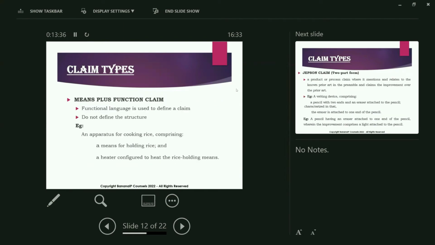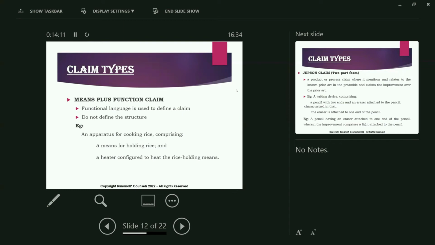The next type of claim is a means plus function claim. So here in this type of claim, functional language is being used to define a claim element. So rather than telling what it is, we basically define it through functional language. So this means plus function type of claim can be interpreted both broadly and narrowly, since the claims do not specifically define the structure.